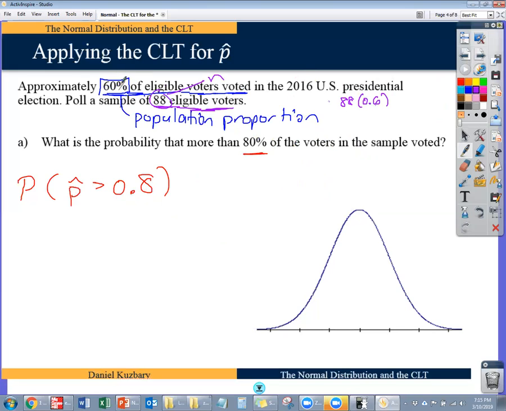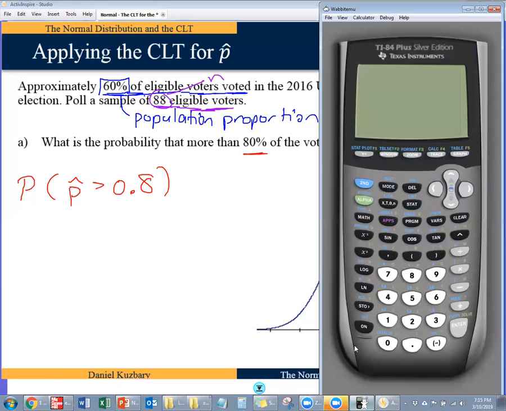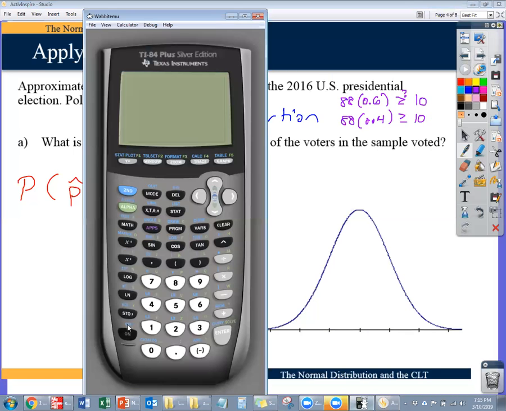Are you okay calling this p, population proportion? So this needs to be greater than or equal to 10. I also need n times 1 minus p, which is this. Are you okay with calling 0.4 1 minus p? So I need to check these two conditions or else I can't use the central limit theorem. So I need to check that 88 times 0.6 is greater than 10. It is. I need to check that 88 times 0.4 is also greater than 10. And it is. So we're good in both cases.